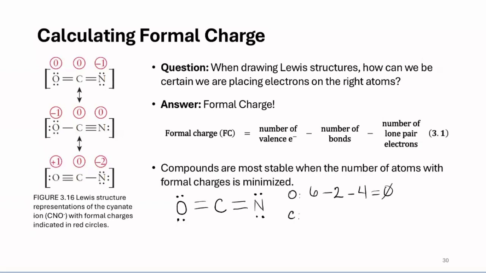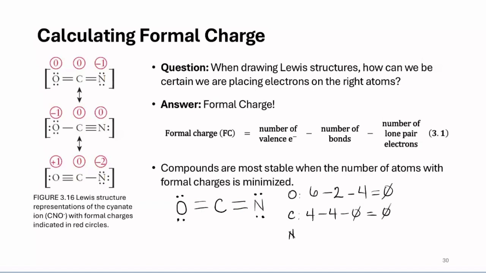When it comes to carbon, carbon lives in group 4A, so it has 4 valence electrons. We can see that when it comes to carbon, in terms of bonds, it has 1, 2, 3, 4 bonds. Minus 4. Minus the number of lone pair electrons around carbon. There is none, so that is 0. So when I solve my equation, 4 minus 4 minus 0, that equals 0.